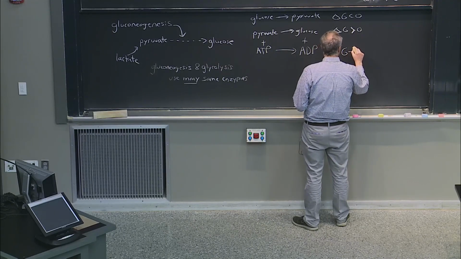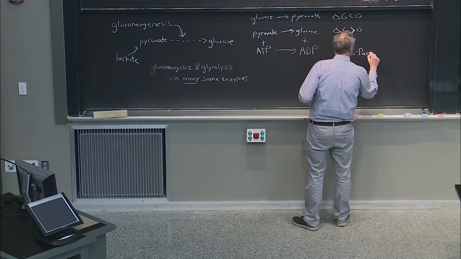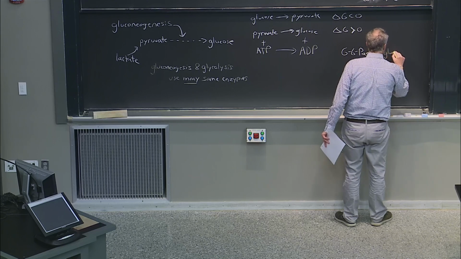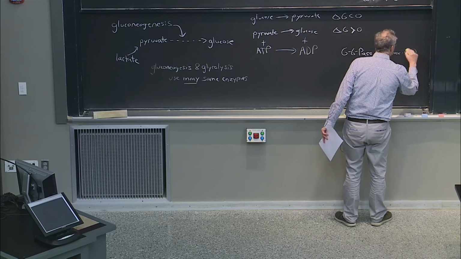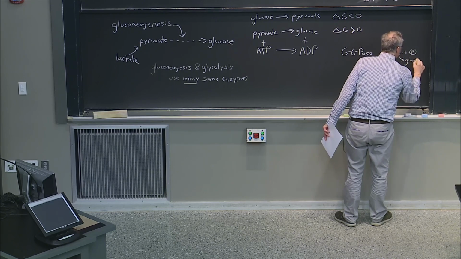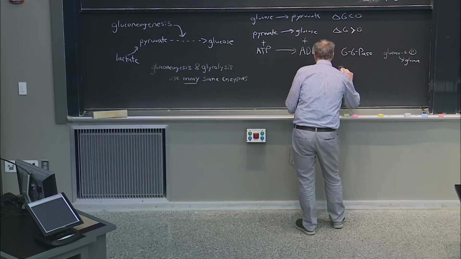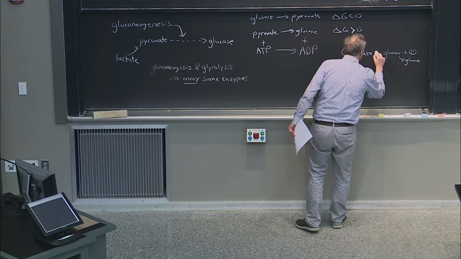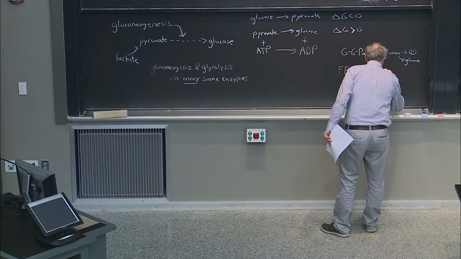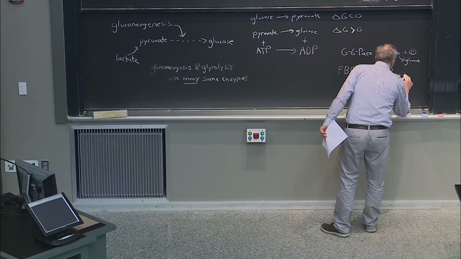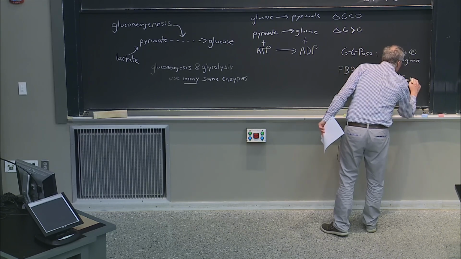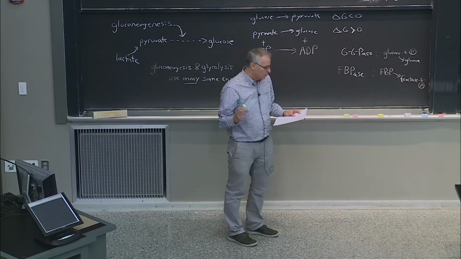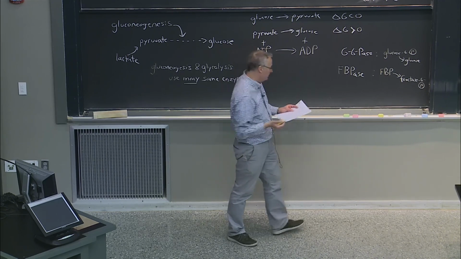So we're going to need a new enzyme called glucose-6-phosphatase, which is going to allow us to take glucose-6-phosphate and turn it back into glucose. We're also going to need an enzyme, fructose-1,6-bisphosphatase, which is going to allow us to take FBP and turn it back into fructose-6-phosphate. And then we're going to need 2 enzymes to get around the pyruvate kinase step.